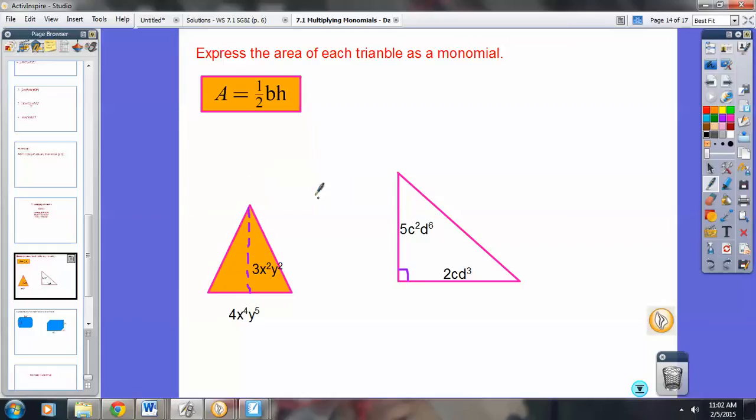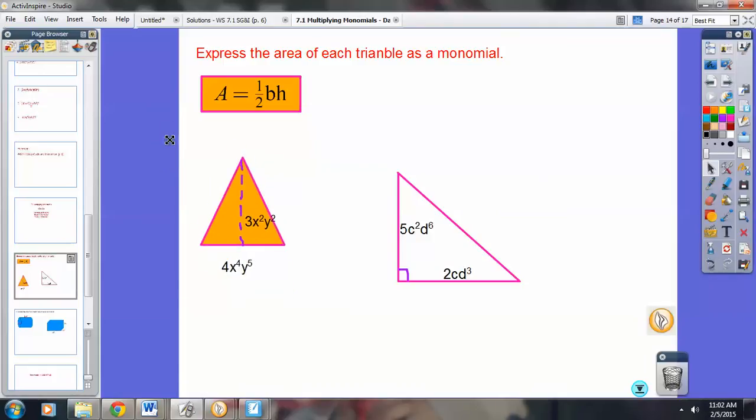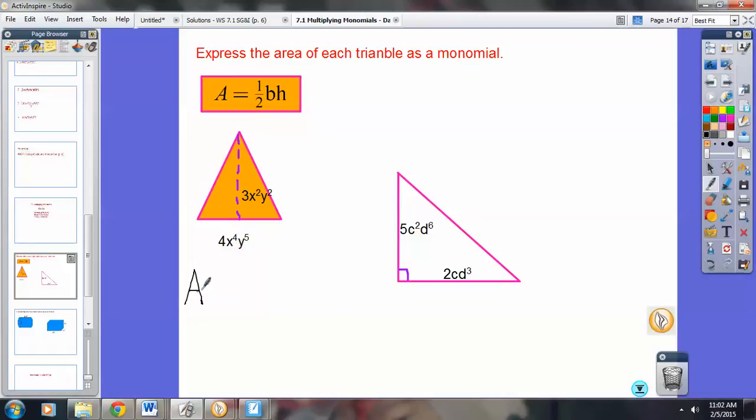All right, so we're finding area. What does B stand for in this formula? Base. And H is? Height. In the first triangle, the one that's colored yellow, do we know the base? Yes. What is the base? 4x to the 4th, y to the 5th, and the height is? 3x squared, y squared.